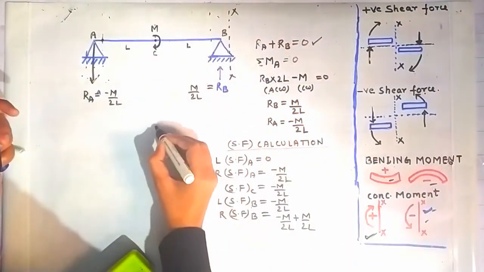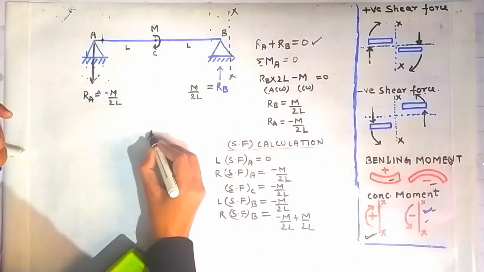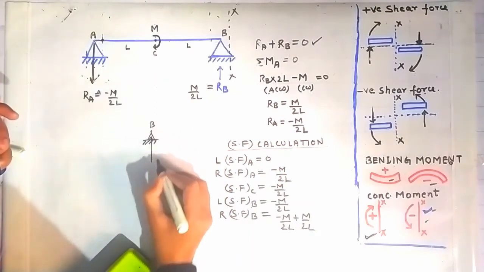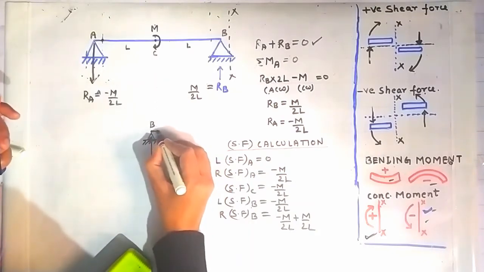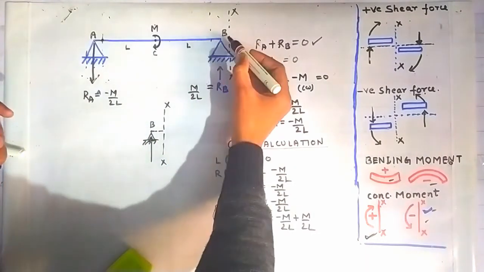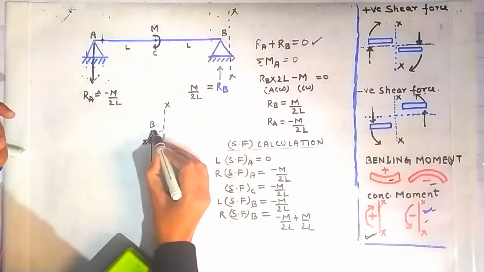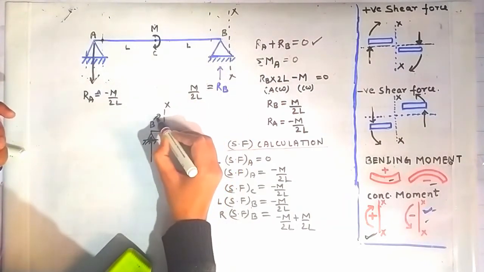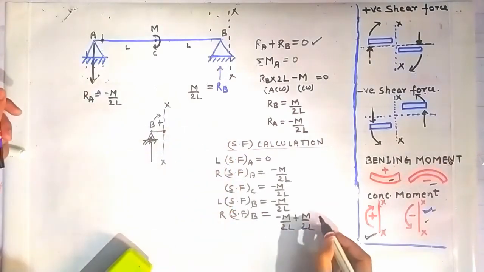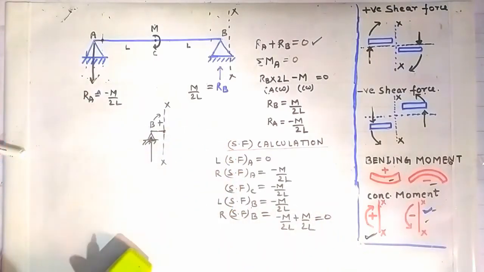Why? Because this force RB, suppose this is RB acting at this point like this in the upward direction, is trying to rotate the imaginary beam element which is present between the point B and this section XX, in clockwise direction with respect to this point which is lying on this section XX. That's why it was taken as positive. That's why it will give us 0.